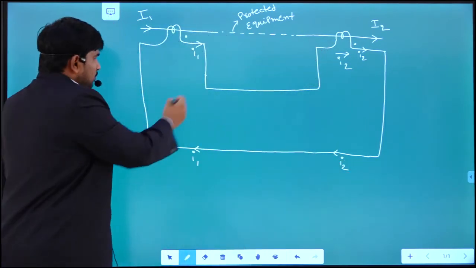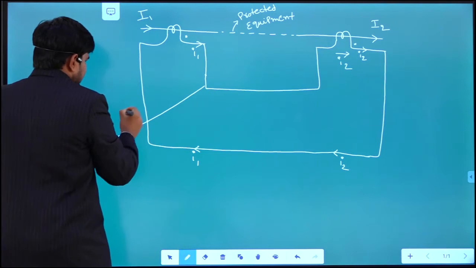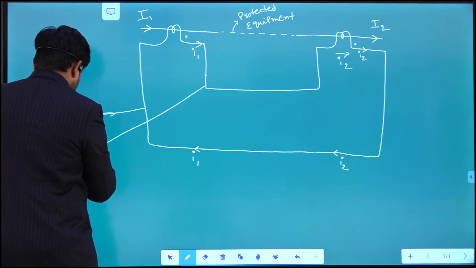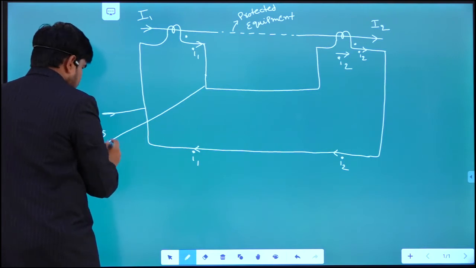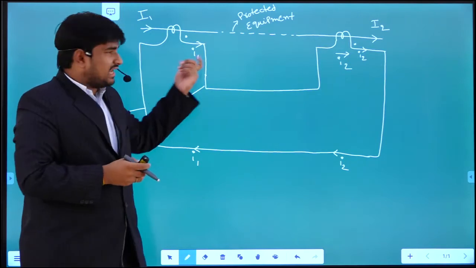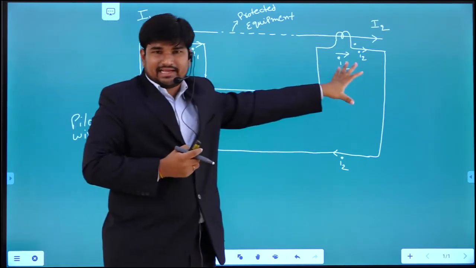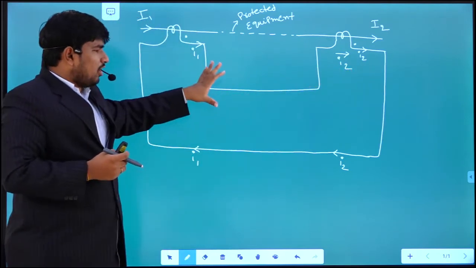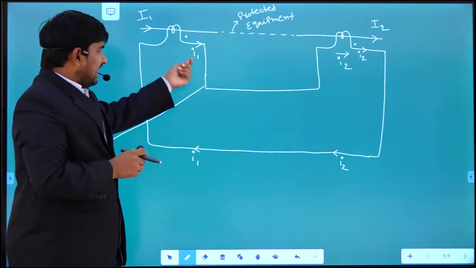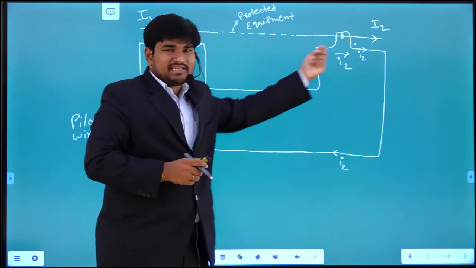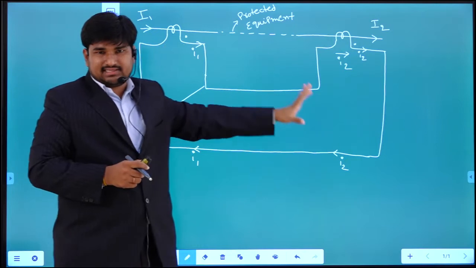So, these two are the pilot wires. The CTs are connected by using pilot wires. Now, if you observe the current notations, during normal operating conditions, the current I1 is equal to I2, right? The same current is passing through these two quantities.